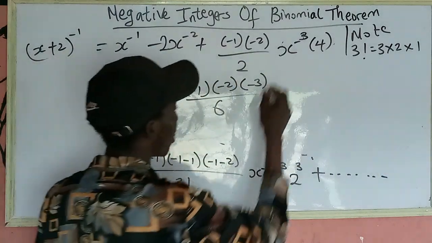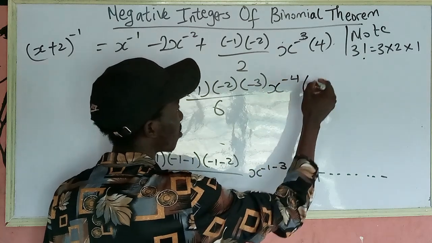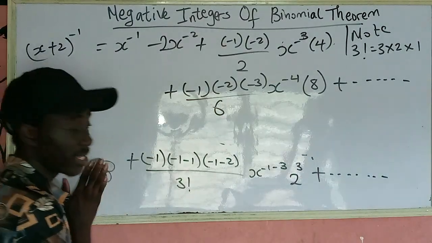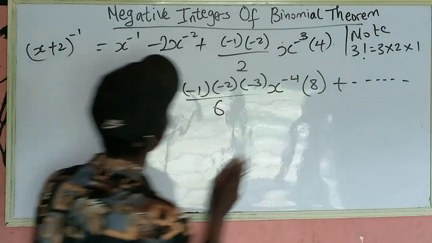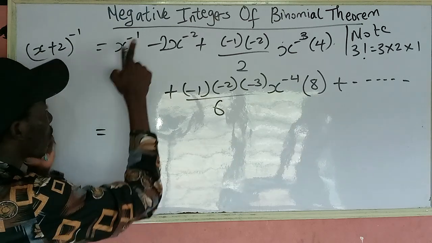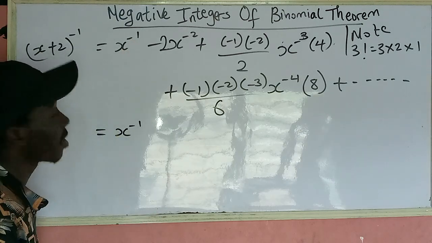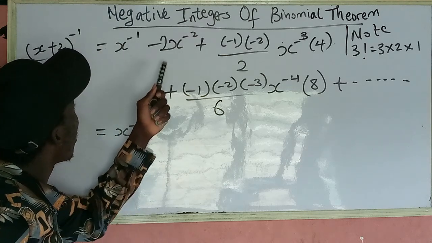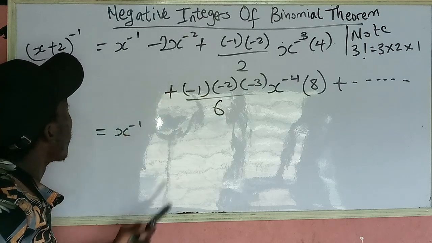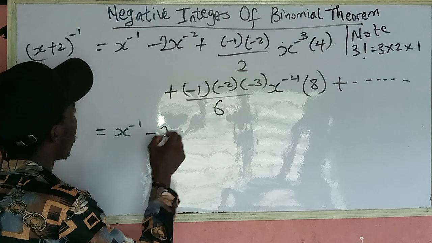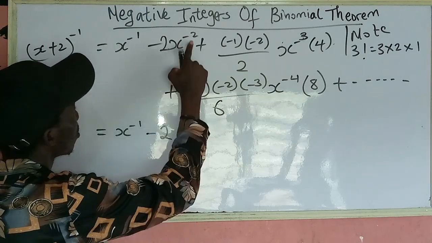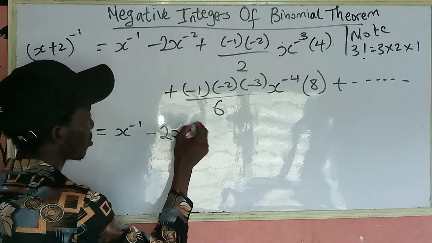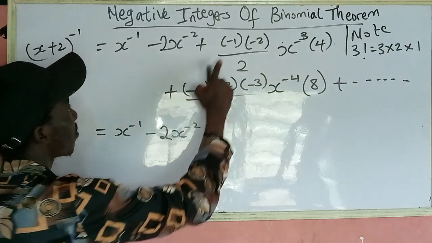Can you see that? Here you have x to the power minus 4 and an 8, and you have an infinite number of terms. It doesn't have an end. So therefore you have x to the power minus 1 here. Can you see that? Of x to the power minus 1. Then from there you have minus 2. You have x to the power minus 2. Can you see that? Next one you have a what?